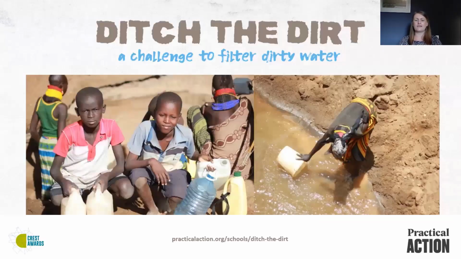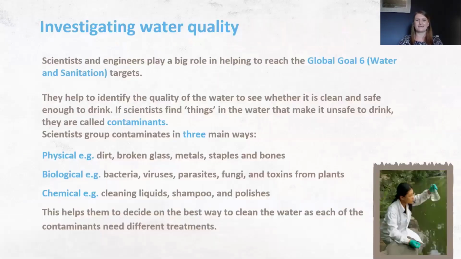Now, the one we're going to focus on first today is called Ditch the Dirt, and it's one of my favourites. And it's investigating water quality, and it's linked to Global Goal 6, which is the water and sanitation target. And it's looking at how you can make water safe to drink and filtering water to be able to do that.